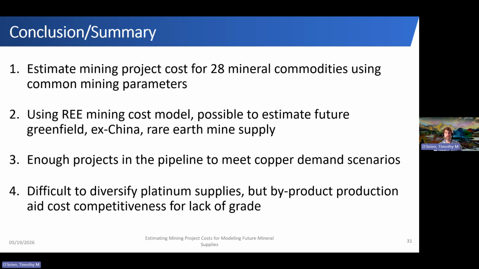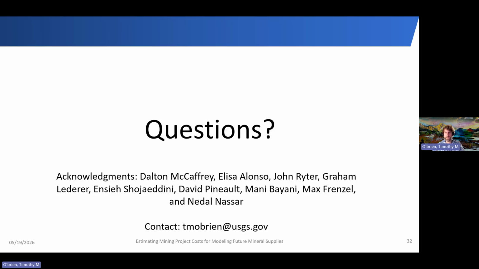And we looked at copper, and what we see is that there are enough projects within the pipeline that we can meet these demand scenarios. This doesn't take into consideration things like permitting, and this is only due to economics. But we do know of the projects, and there is enough potential production there, enough supply in the ground. And then lastly, it's going to be difficult to diversify our platinum supplies, but if we integrate byproduct production, that'll aid in the cost competitiveness for these projects that lack the grade in comparison to those from high grade deposits. And with that, I will take your questions.